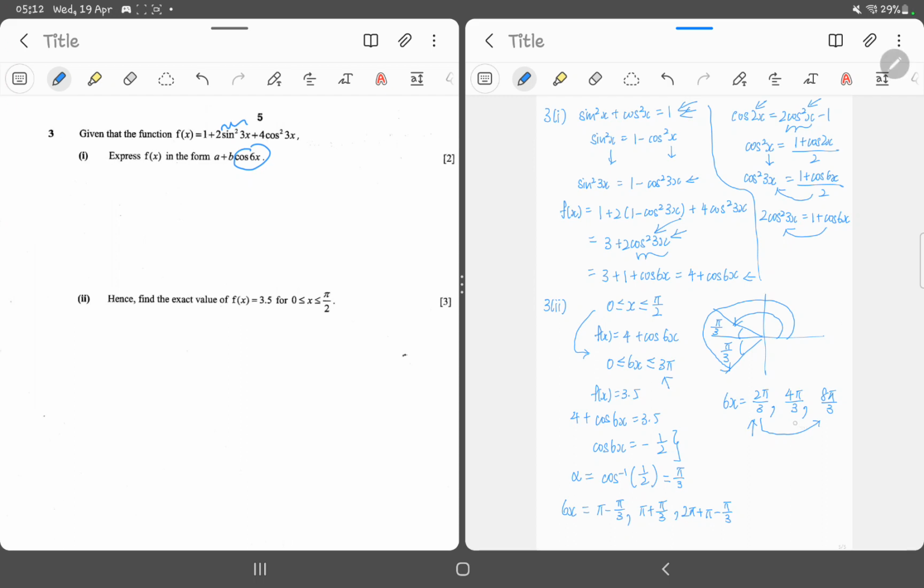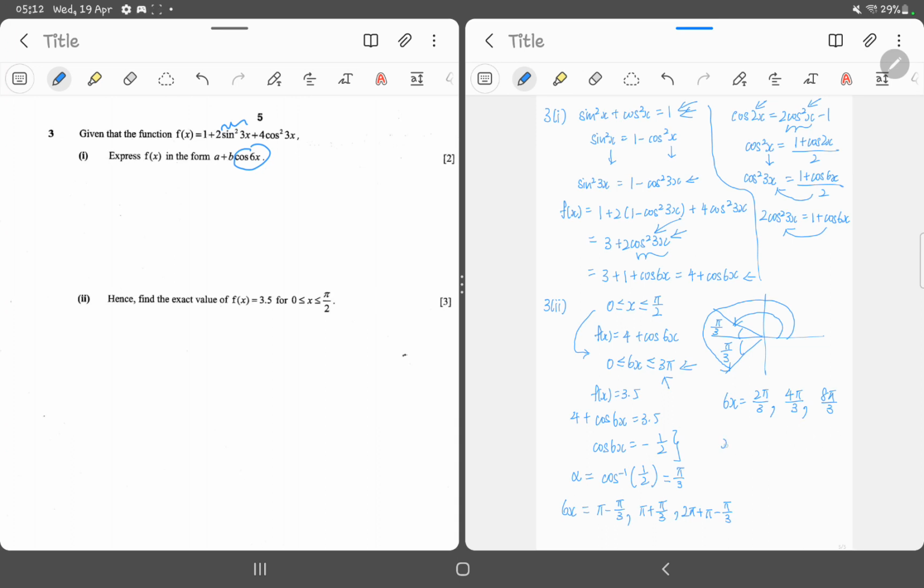Should we add 2 pi again? Let's just do it for the sake of understanding. If I add 2 pi here, this actually gives me 10 pi over 3. Correct? Yes. But 10 pi over 3 is more than 3 pi radians. Because 6x is between 0 and 3 pi radians inclusive, I don't do that. So these 3 angles in radians are enough.